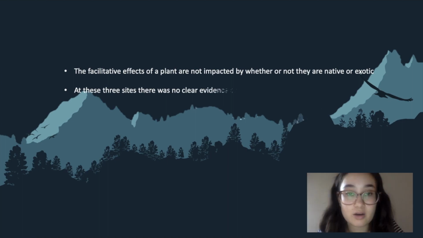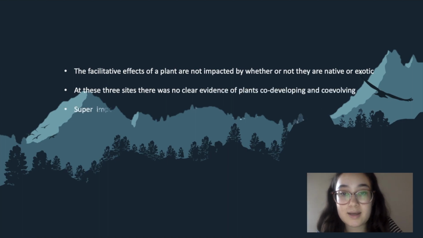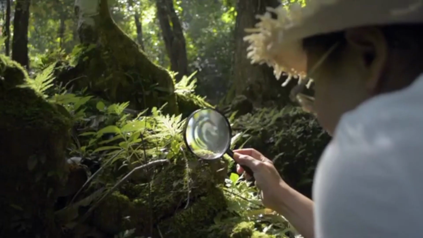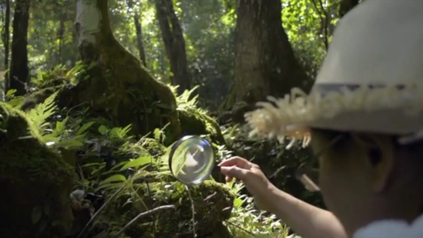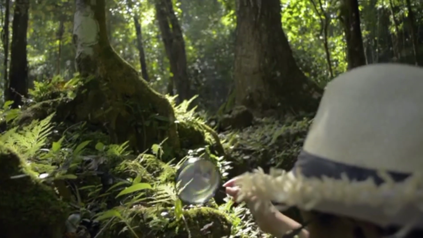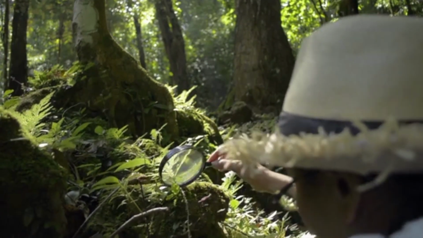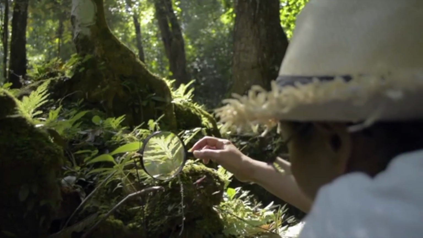The implications of this are important as they suggest that at these 3 sites, there was no clear evidence of plants co-developing and co-evolving. However, there is definitely room for further study, potentially through identification of the various shrubs in the plant cover beneath the trees and whether or not they were native or exotic.